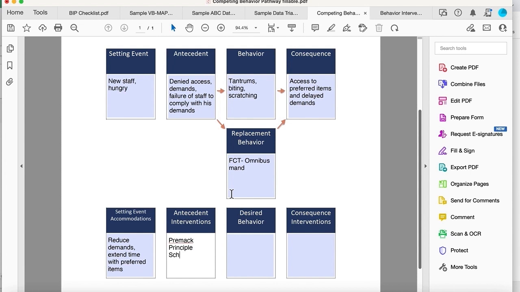We could use schedules to show him, again, when he's going to have access to those things that he likes and to create some structure in his day. We might use some shared control.